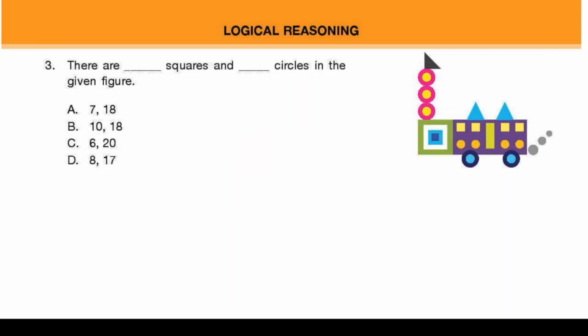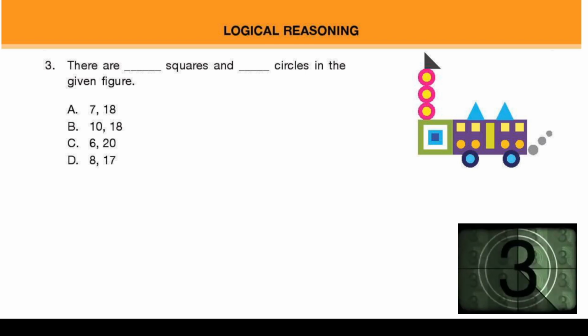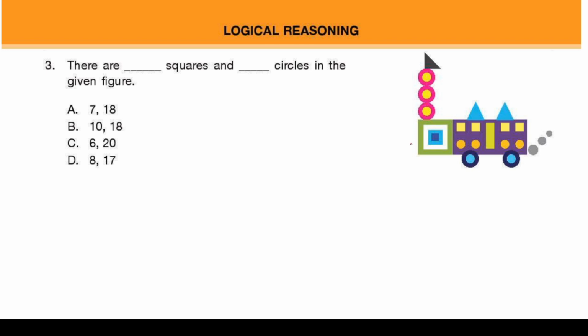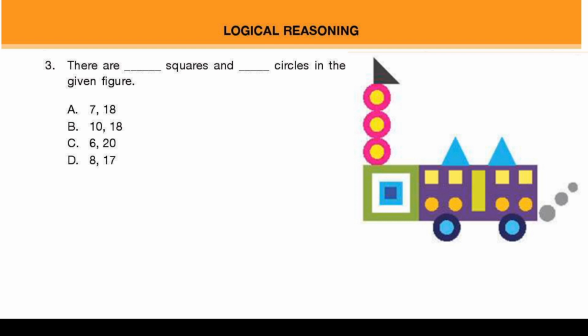Next question. There are dash squares and dash circles in the given figure. Can you guess the number of squares and circles? Here are the options given. I'll allow you some time. Here, start counting the squares first. So let me expand this figure and let's start counting.